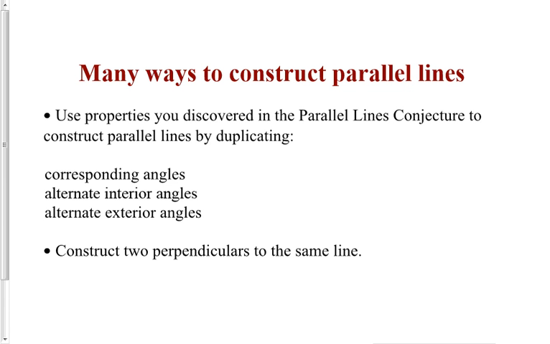To construct parallel lines, we can duplicate corresponding angles, or we can duplicate alternate interior angles, or we can duplicate alternate exterior angles. Now, if you're not duplicating one of those sets of angles, the only other way that we're going to talk about is to construct two perpendiculars to the same line. We're going to go through each of these four methods for constructing parallel lines, so let's get started.